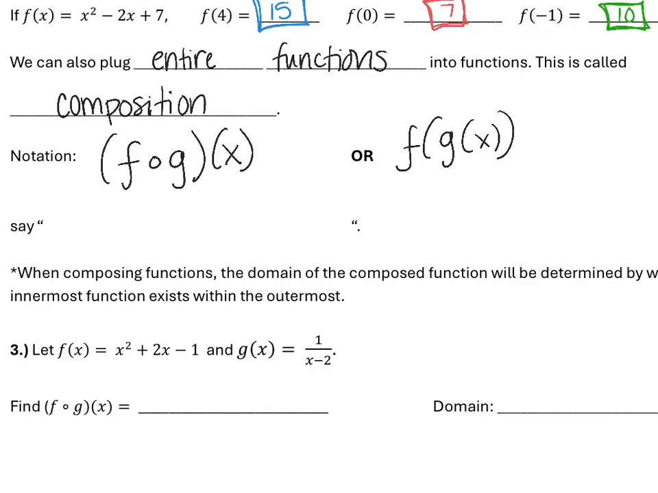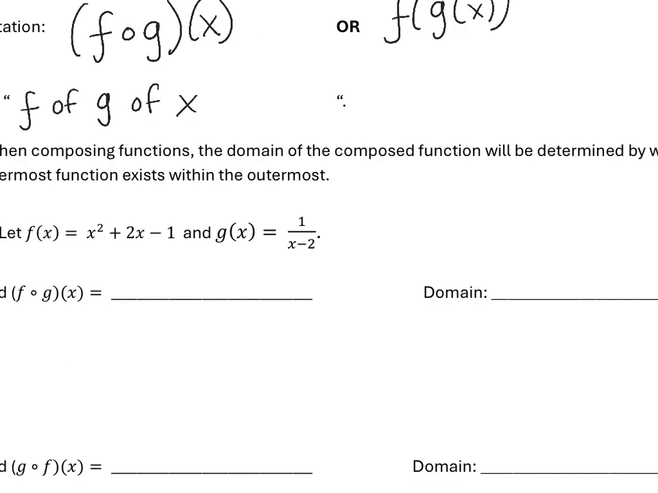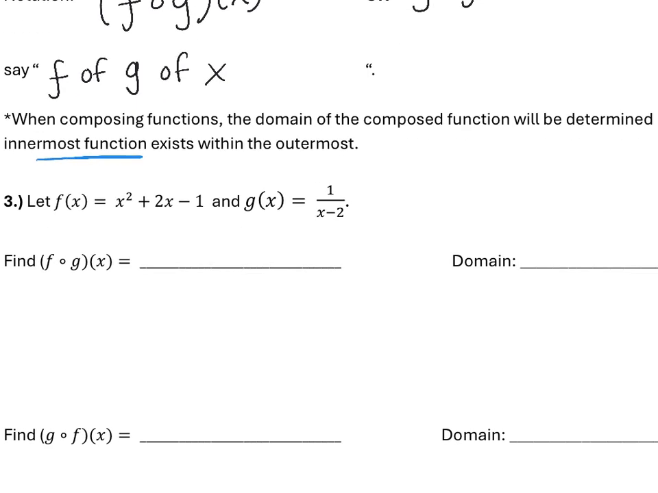Either of these, both of these mean the same thing. And the way that we say it is f of g of x. Okay? So we're constantly thinking about domain. I know I am. I'm sure you are. We're always thinking about the domain. The domain of the composed function, so when we put one function inside the other, will be determined by where the innermost function exists. Okay? So the one that's being put inside of the other.